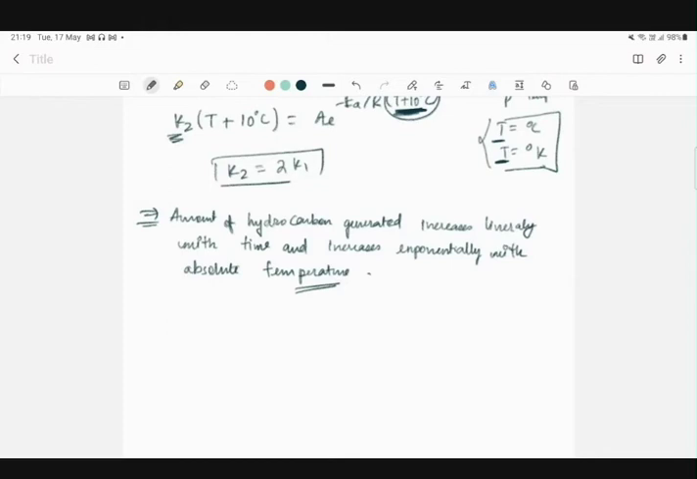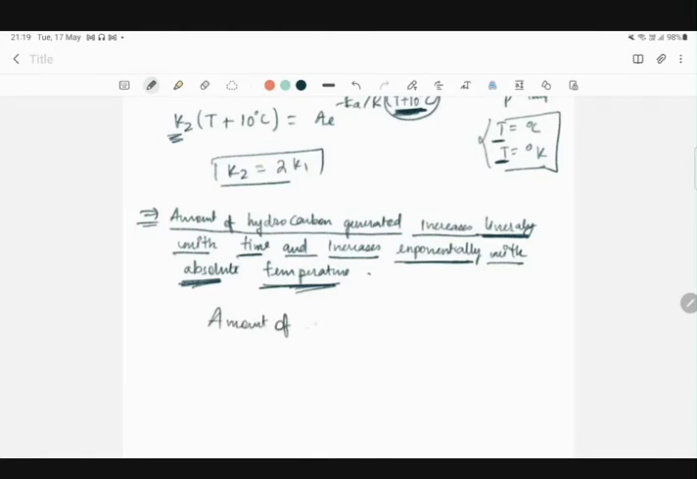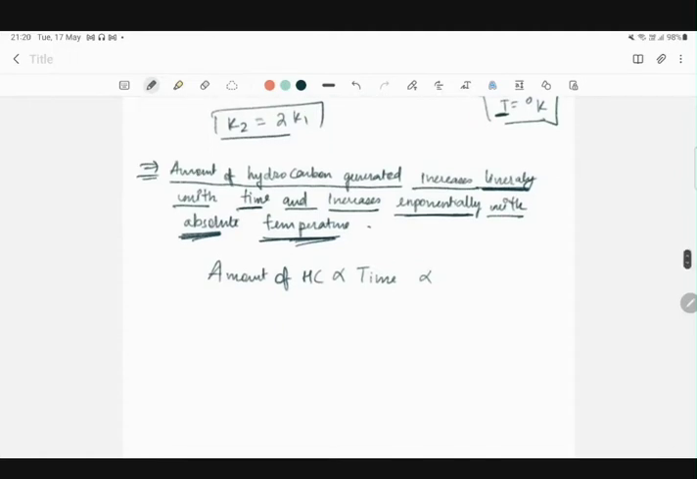Can you repeat? Then what is written? Amount of hydrocarbon generated increases linearly with time and increases exponentially with absolute temperature. That is, the amount of hydrocarbon will be directly proportional to time and exponentially proportional to temperature. Exponentially. Okay.